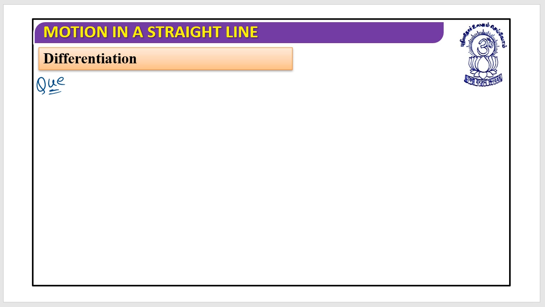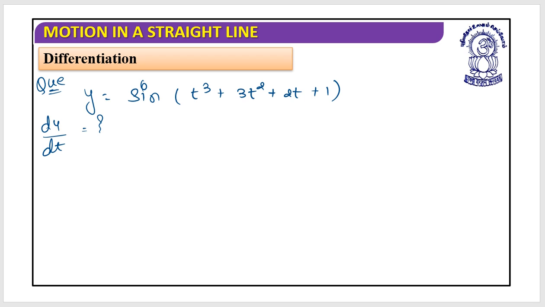Let's say, suppose they have been given that y is equal to sine of t cube plus 3t square plus 2t plus 1, and they have asked what is dy by dt. What would be the dy by dt? How could I do this? So first I need to assume this something, and whatever I assume I differentiate it once.